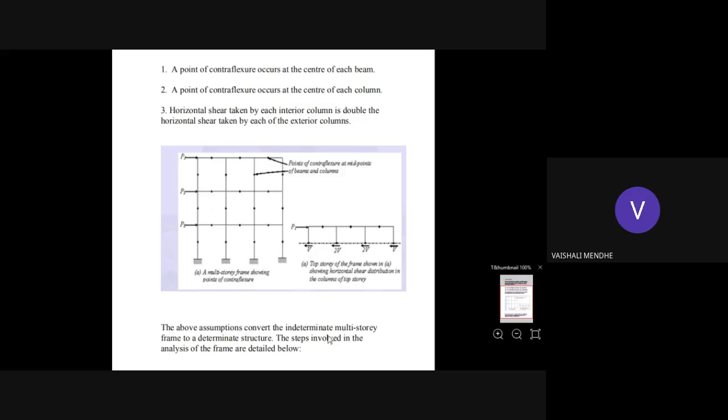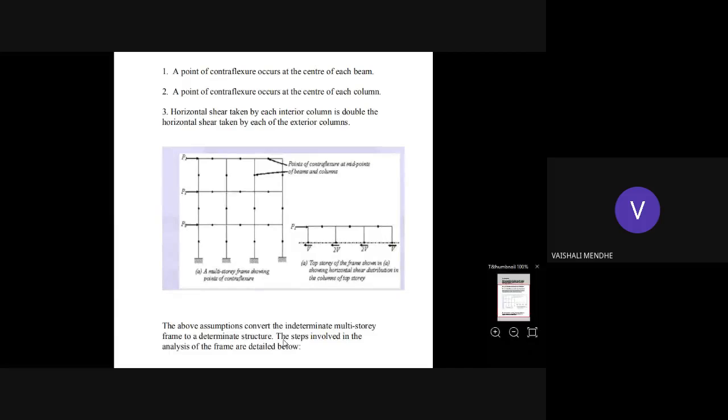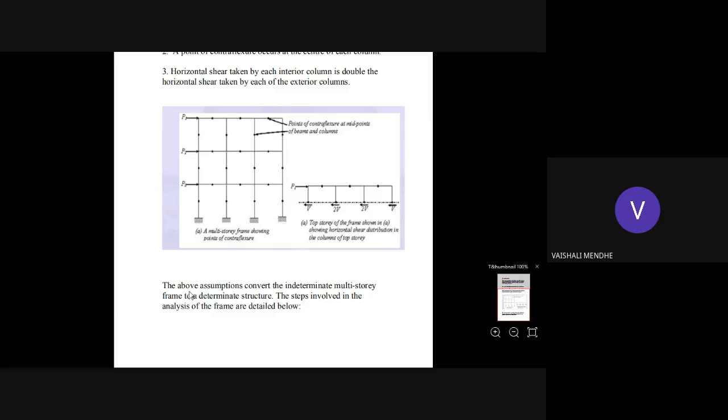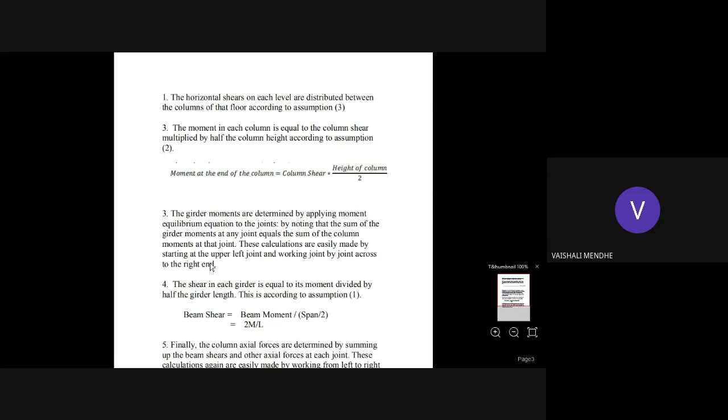The above assumptions convert the indeterminate multi-story frame to a determinate structure. The steps involved in the analysis of the frame are detailed below. So you have to keep these 3 assumptions in mind. How to use these assumptions at the time of solving the problem, we will see one by one. Now here we will see the steps involved in the analysis of the portal method.